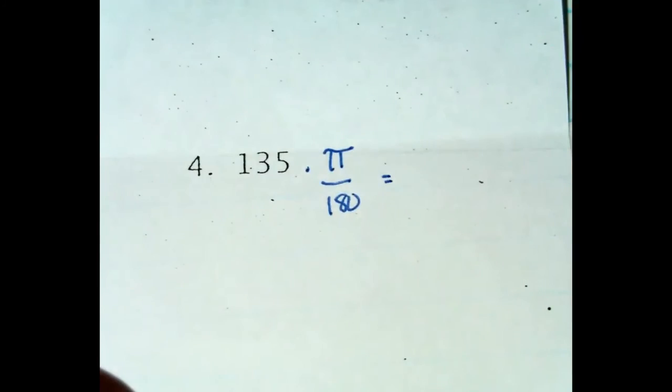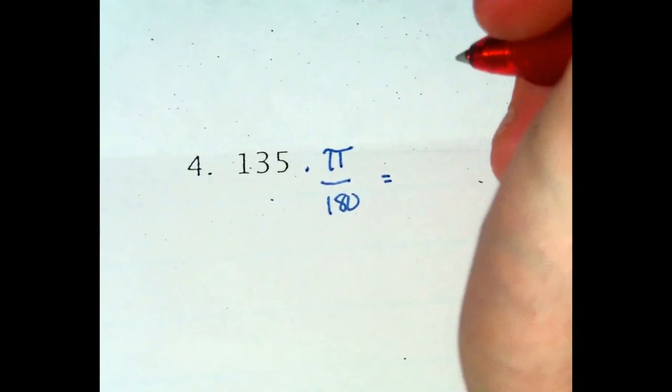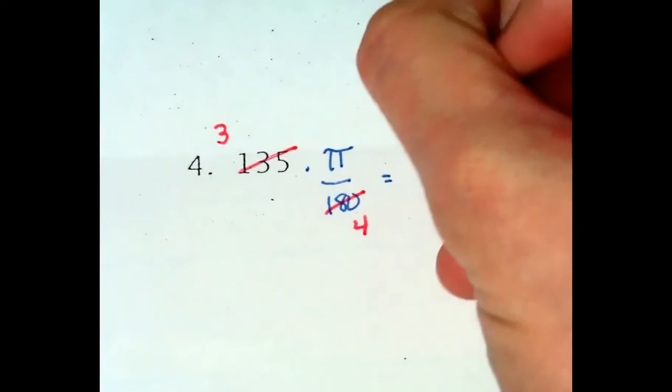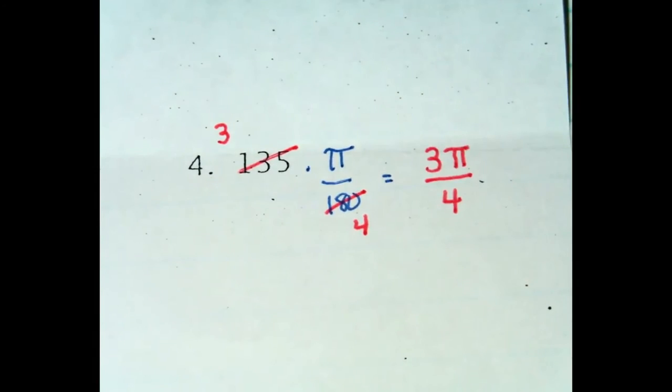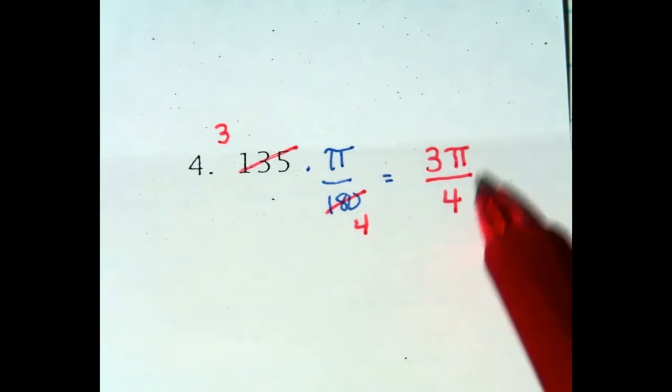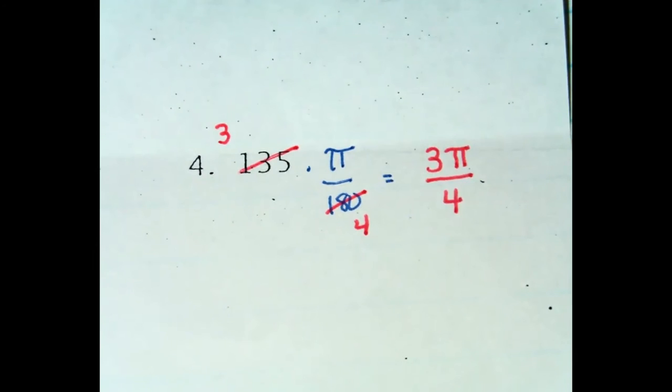Okay, number 4 times pi over 180. What does 135 over 180 reduce to? 3/4. You need to write 3 pi over 4. If you wrote 3/4 times pi, it's the same thing. I just rather see it that way. That's what you'll normally see. Okay, that's how you convert from degrees to radians.